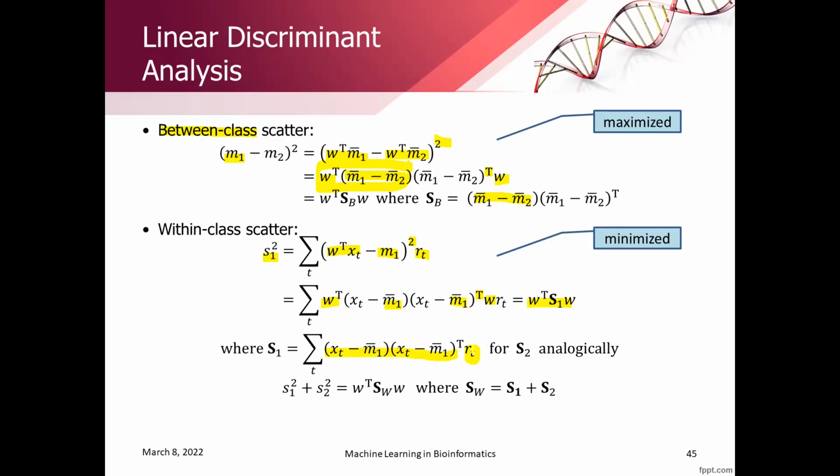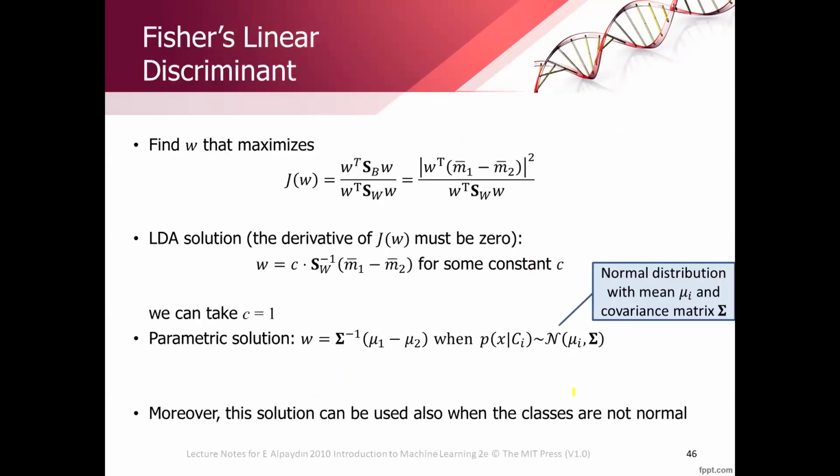Analogically, we can do that for the second class, and so the sum S1 squared plus S2 squared can be expressed similarly as above, W transposed times S sub W times W, where S sub W is the sum of these two matrices S1 and S2. I did it intentionally in this way, because this will be generalized in some following slide.